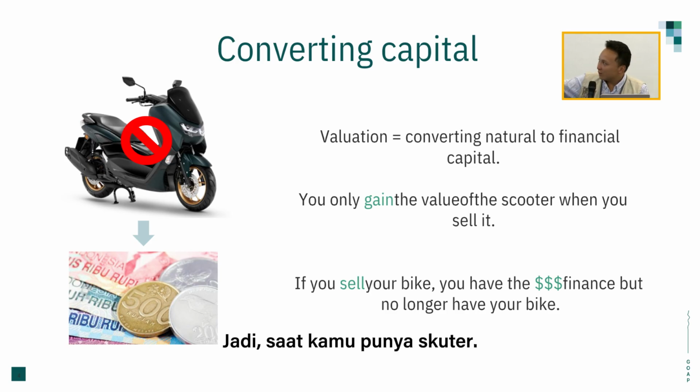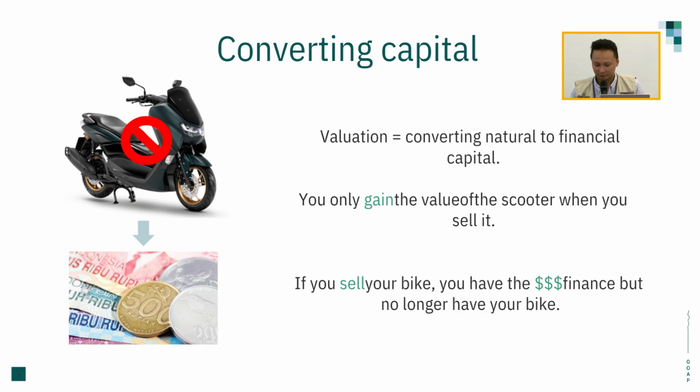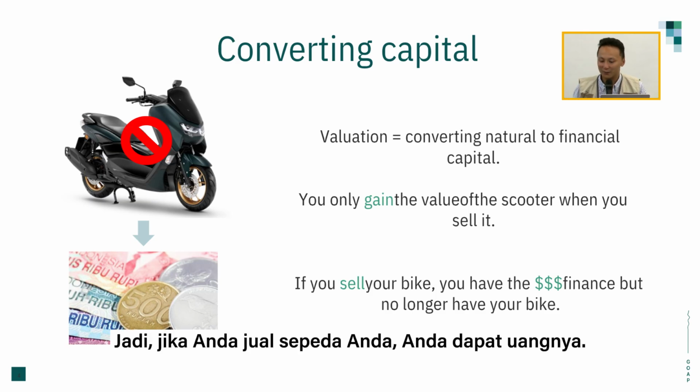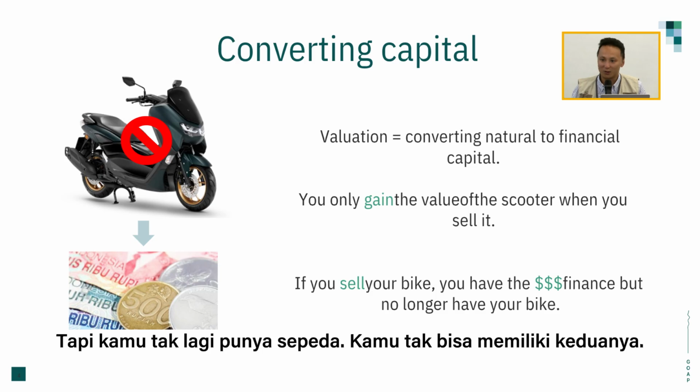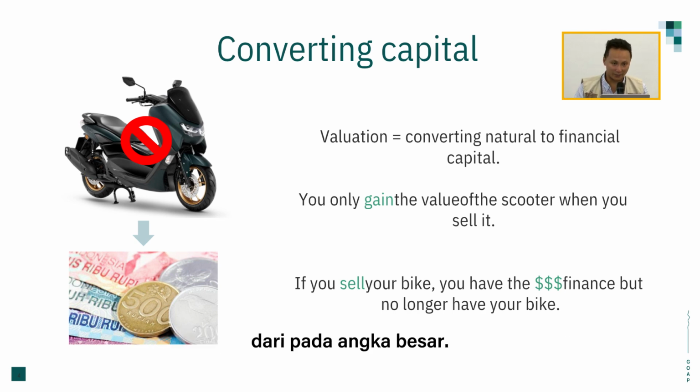So when you have a scooter, you only get the money when you sell it. So if you sell your bike, you have your money, but you no longer have your bike. You cannot have both. That's why it's better to have a useful number than a big number. Next.